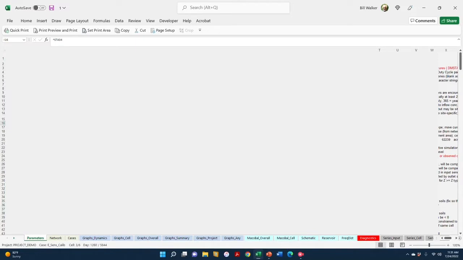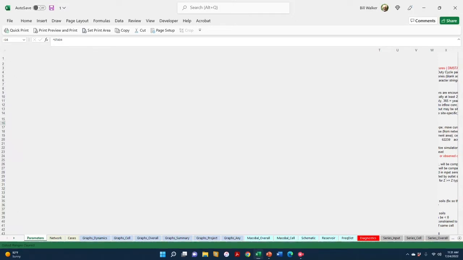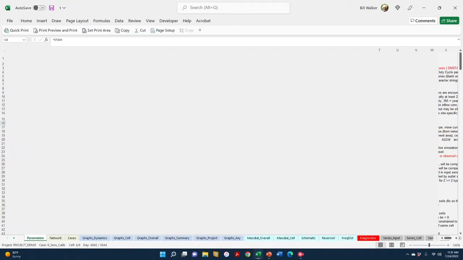And down here at the bottom, it just shows you how far along it is in the calculations. The screen jumps around a little.